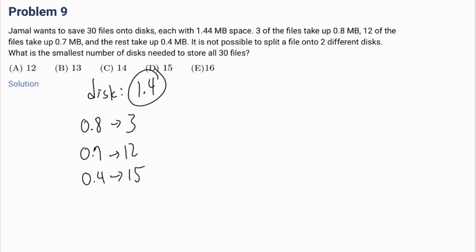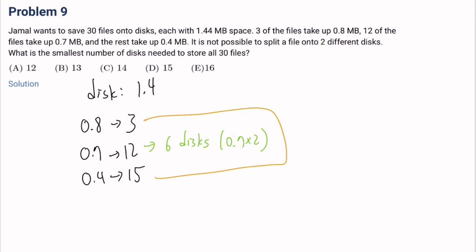And since 1.4 is exactly 2 times 0.7, that means we will have 6 disks of 0.7 times 2. And for 0.8, these we will have 0.8 and 0.4 together. That's the only way this is possible, and so this will be 3 disks.